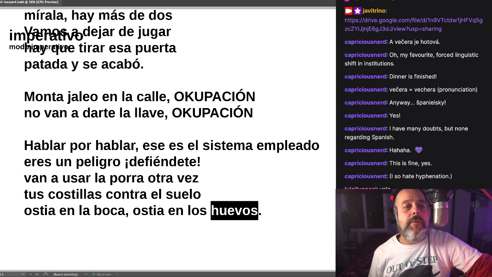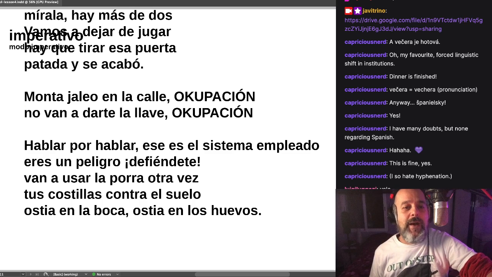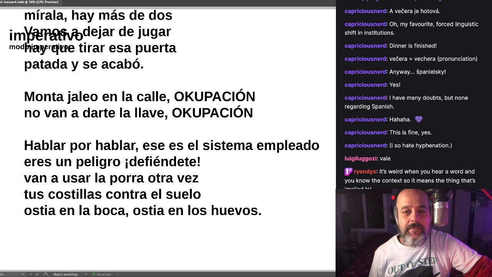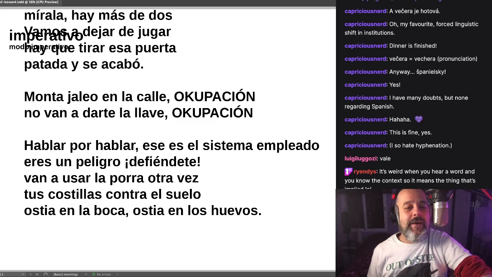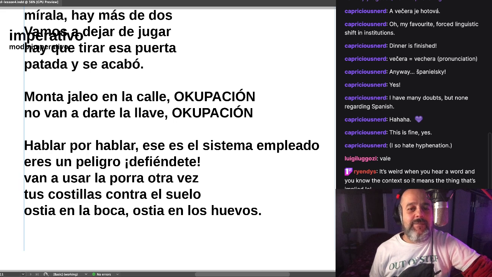And then we move on. I need to copy the rest of the lyrics because this is totally improvised. I'm going back and forth. Okay, no van a darte la llave. Okay. It's no biggie. I can copy here. And I'm going to address your comment right now because I got so many windows open. It's weird when you hear a word and you know the context, so it means the thing that's implied. Yeah, context is everything. Context is so important in life in general. But yeah. So let's paste the rest of the lyrics.